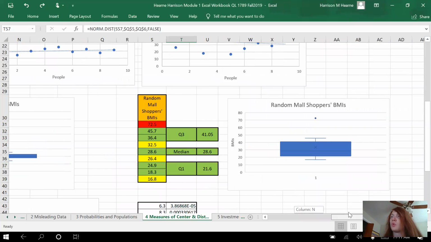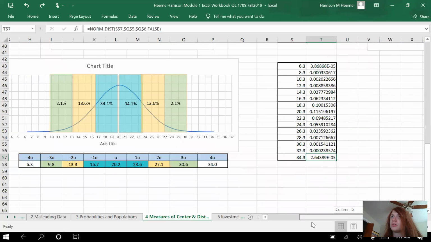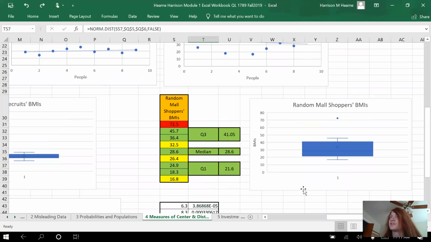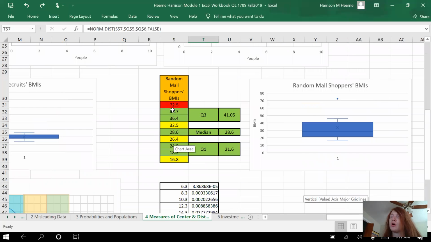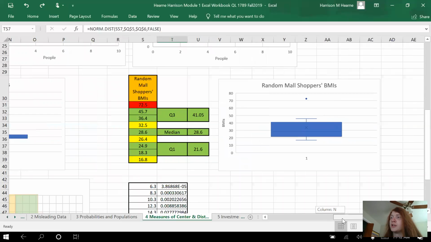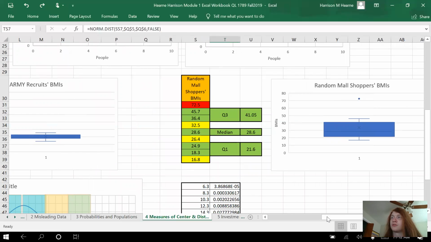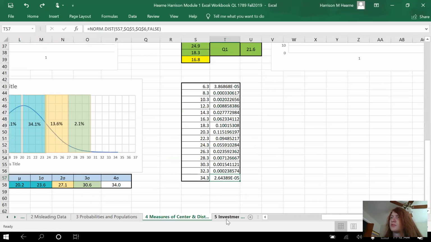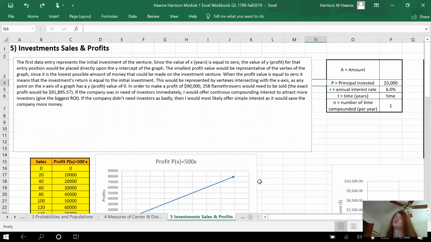And once again, the reason we were unable to make a nice bell curve for the second set of data is because we had this one really big outlier that made it so that this data set was not standardly distributed. Otherwise, we could have made a bell curve for this one too. And I believe we've discussed everything that we need to discuss here. So let's go ahead and move on to talk about investment, sales, and profits.